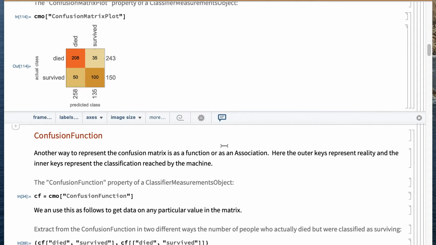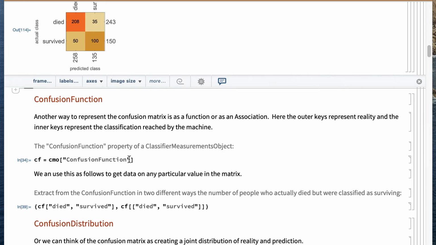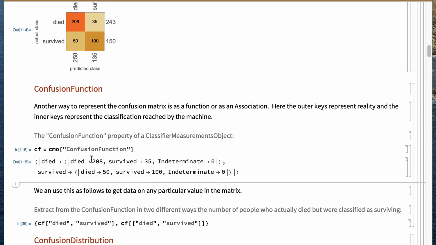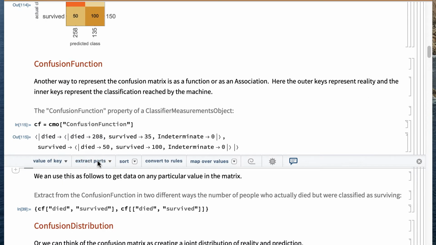Also, you might want it as a function. That is, you might want a function that you can then apply to things. So let's do the confusion function property of the classifier measurements object, which we've assigned to CMO in this notebook. And there it is, and you can see that it's actually an association of associations in which the outer key represents reality and the inner key represents the guess.